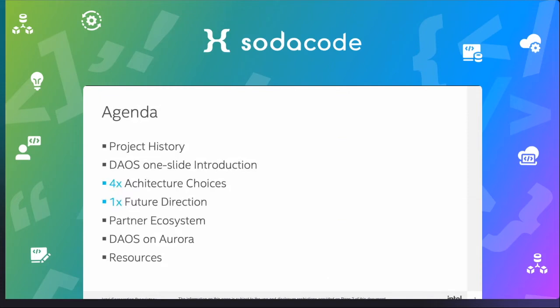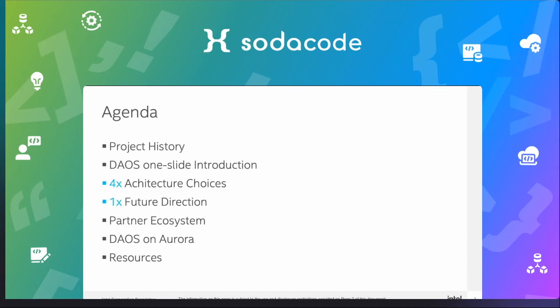The DAOS adventure started back in 2012. I'm going to come back to the project history. Then I will present one slide on the DAOS architecture. DAOS is a very broad project with innovations in many areas. For the sake of time, I have decided in this presentation to focus on 4 architecture choices and 1 future direction. I will then present our rich partner ecosystem.